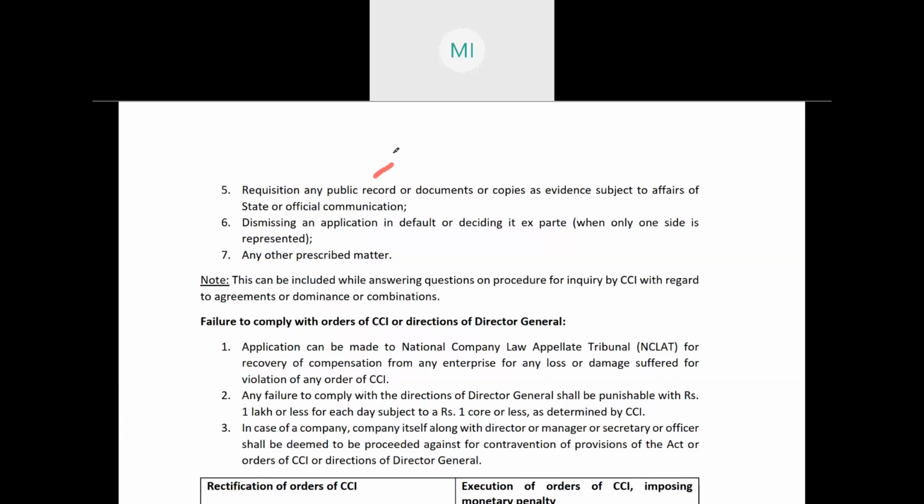Then dismissing an application in default or deciding it ex parte. Ex parte means without the presence of the other party. That is, by hearing only one side, they can pass an order. Or any other prescribed matter.